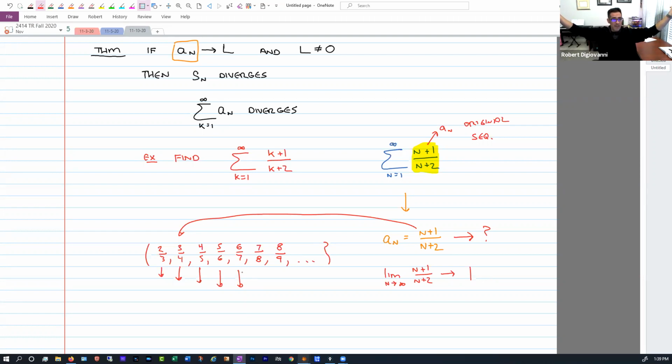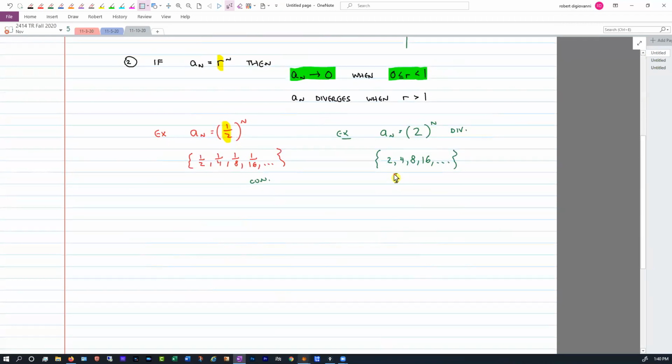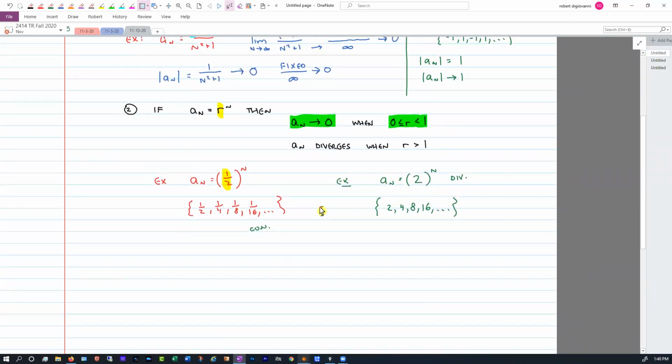Does that make sense? Yes, but isn't it the same as the one you first told us about, the an going towards 0? The one with the, like, if the absolute value of n is 0, then it converges. But if it's more than 0, then it diverges.